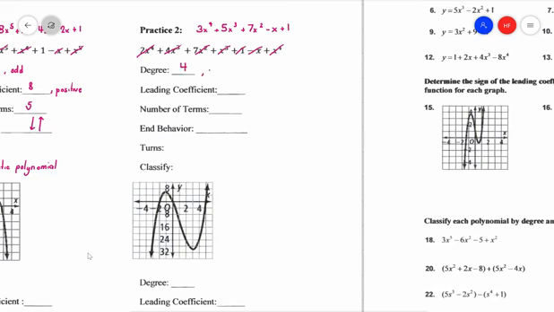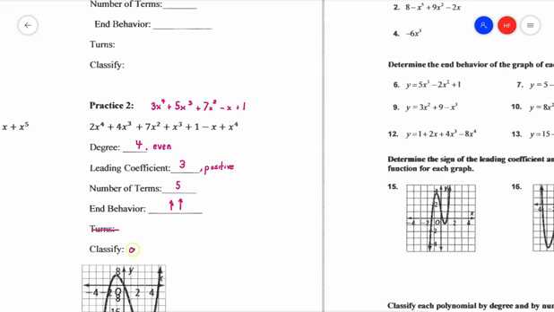Degree is 4, which is even. Leading coefficient is 3, which is positive. Positive tells me the last one's up. Even tells me they'll be the same. Number of terms, I have 1, 2, 3, 4, 5 terms. When we classify, we go by degree and number of terms. So it has a degree of 4, which is quartic. And the number of terms is 5, so that's a polynomial.